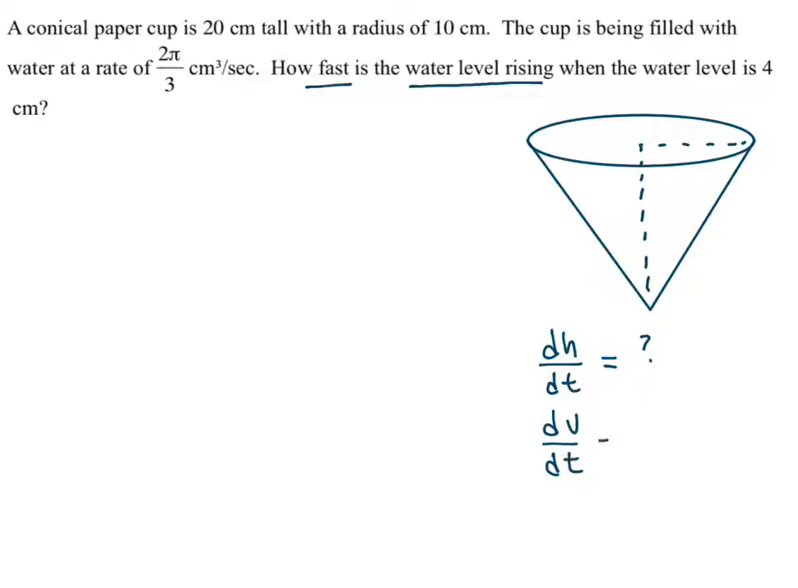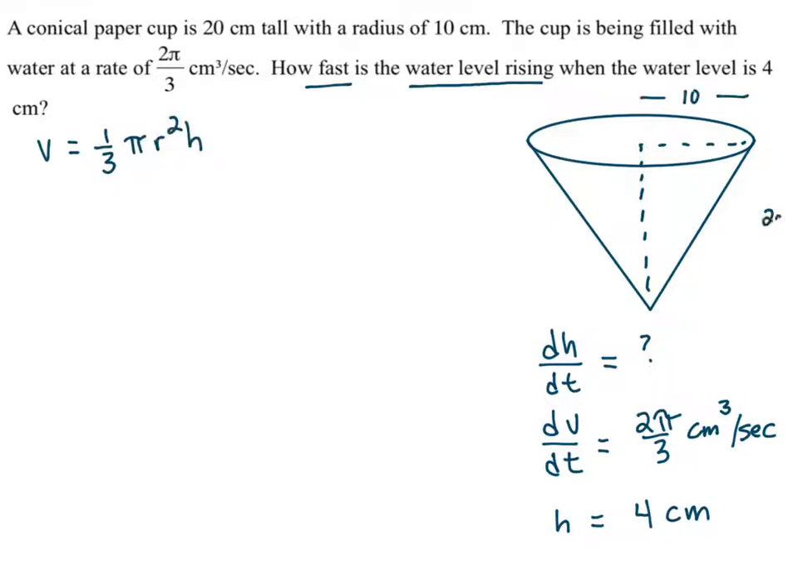They do give me dV/dt. That's going to be the 2 pi over 3. And then they also give me the height. Once again, freezing it at the height equals 4, and so that's when we're pausing this to see how fast it's moving at that moment. So our main formula again, 1/3 pi r squared h. This time the radius is 10 and the height is 20.